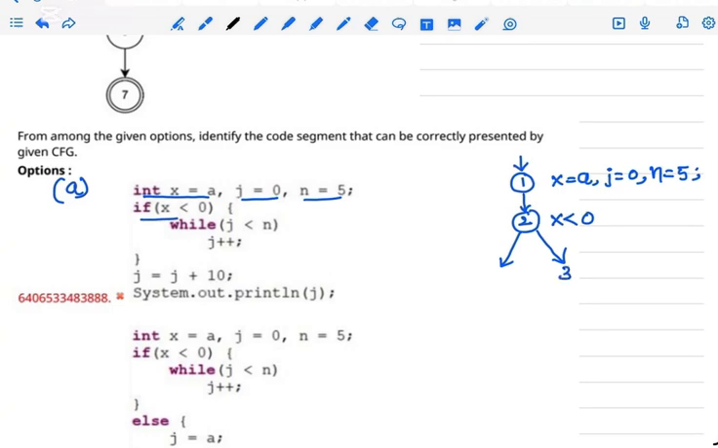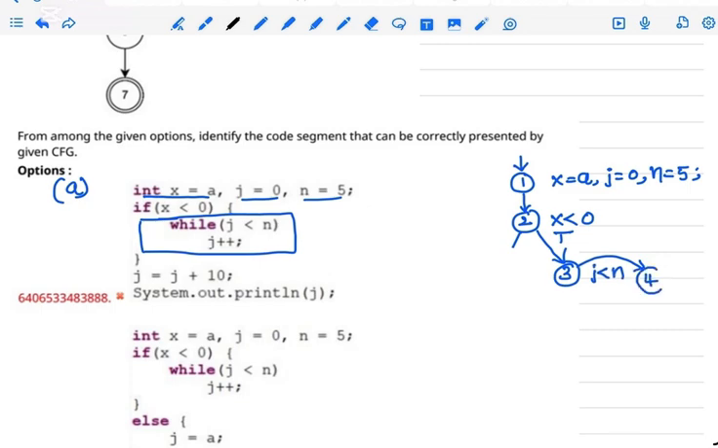So node 3. If the condition is true, it will execute this block, right? This block, while j less than n. So that is the while condition at node 3: j less than n, and it goes to node 4.